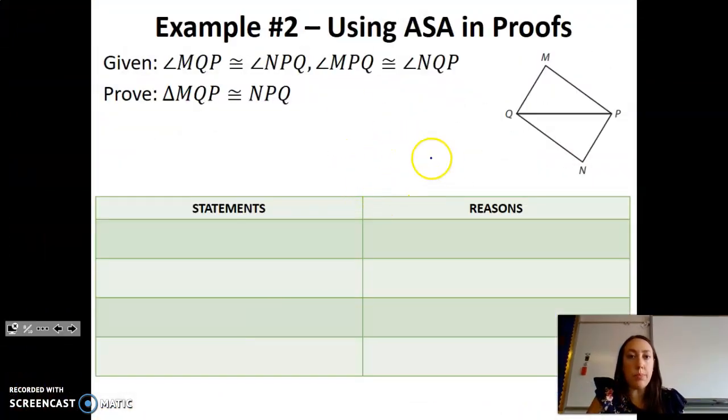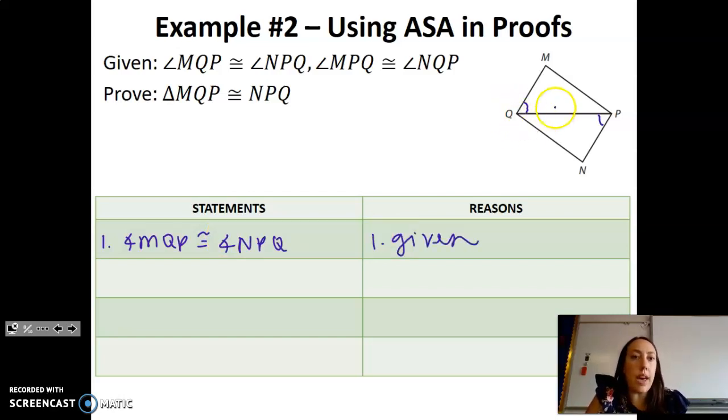So for our first proof, we're going to try and prove that these two triangles are congruent using angle side angle. We're given the fact that angle MQP, that's this angle here, is congruent to angle NPQ. So let's go ahead and write that in for step 1. Angle MQP is congruent to angle NPQ. That was given to us.